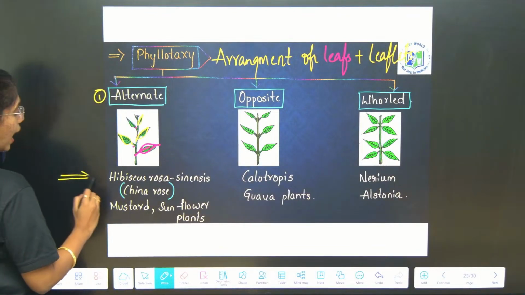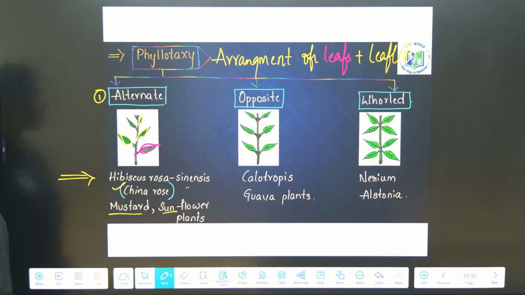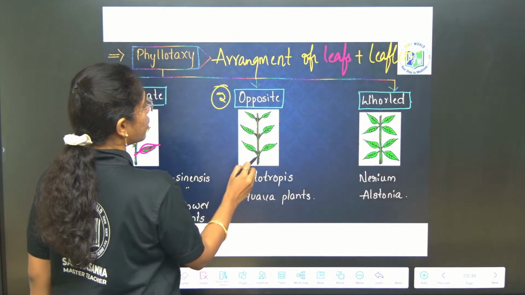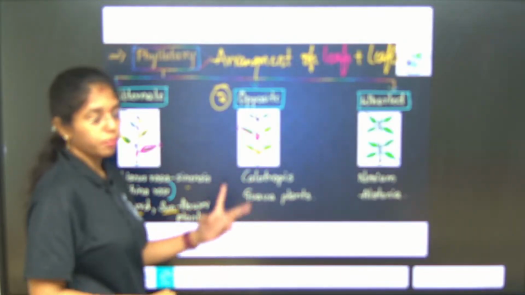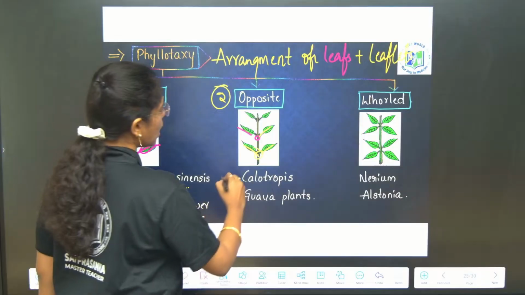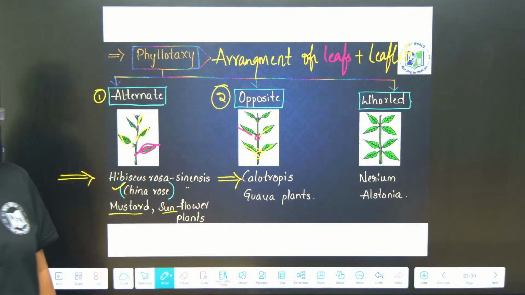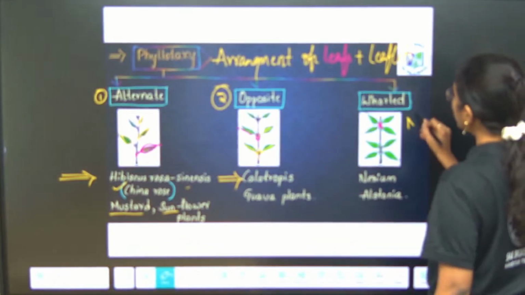Examples include hibiscus rosa sinensis, China rose, mustard and sunflower plants. Next, opposite phyllotaxy, where two leaves arise from each node in the opposite pattern. Examples include calotropis and guava. Next, from each nodal point more than two leaves arise.